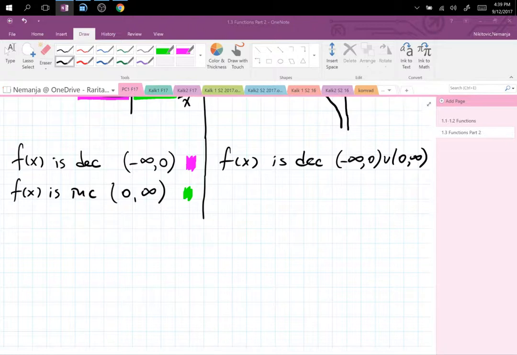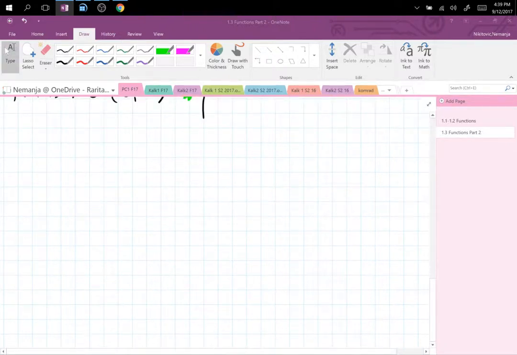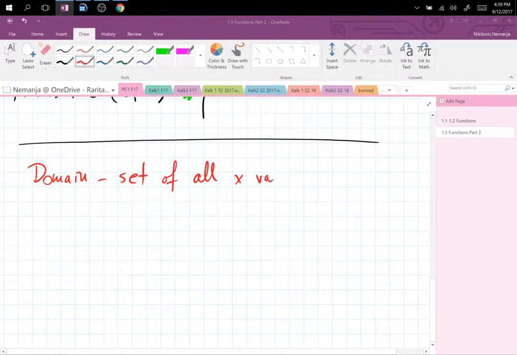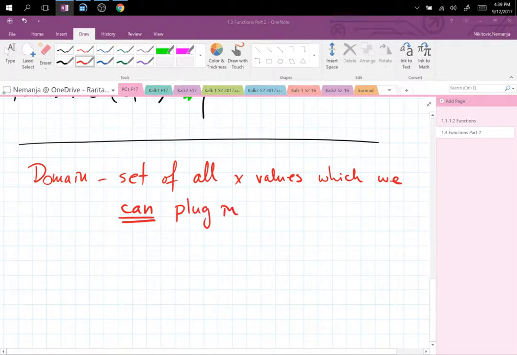Domain. We talk about domain. So that was increase, decrease, min, max. You use your eyes and you look at it, right? But now domain. For domain, we need to know a few things. We already defined the domain as the set of all x values which we can plug into f of x.